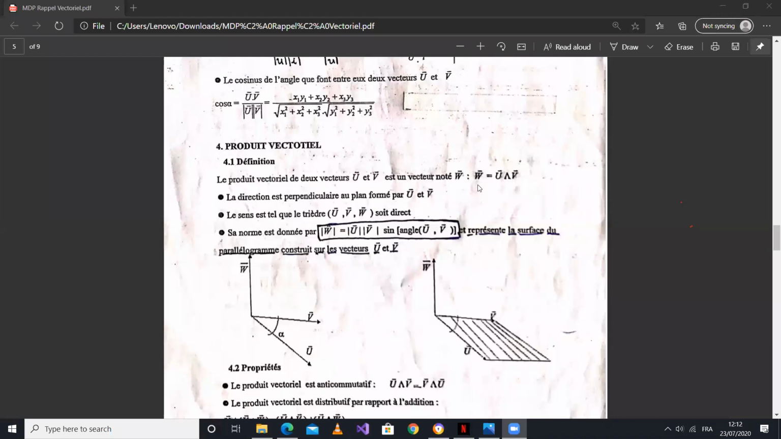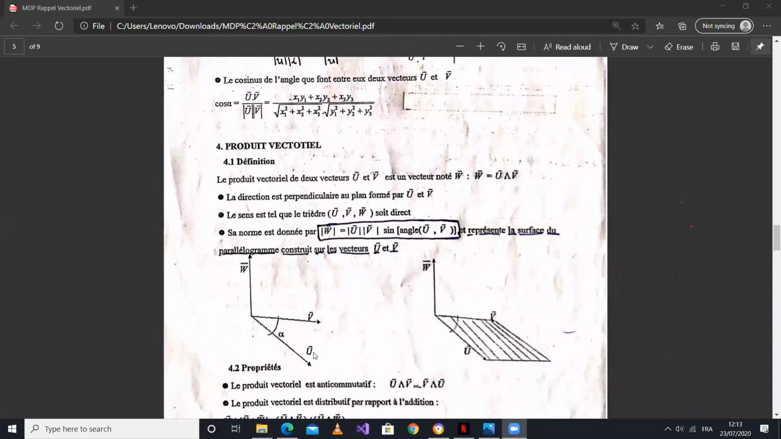So in this case, we have W equal U vectorial V. W in this case is perpendicular to both U and V. That's just how it is. When you calculate the product vectorial, the resulting vector is perpendicular to the two vectors whose product vectorial you are calculating. And it is represented here in this figure.